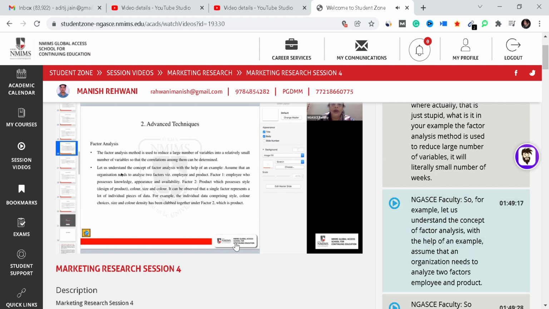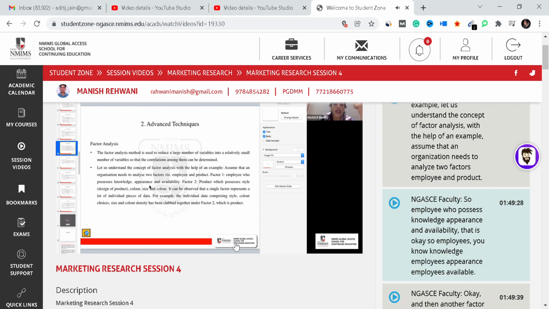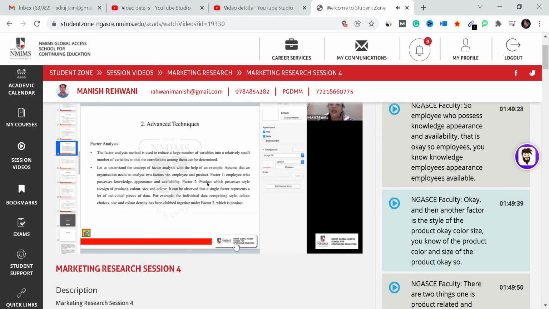So for example, let us understand the concept of factor analysis with the help of an example. Assume that an organization needs to analyze two factors, employee and product. The employee possesses knowledge, appearance, and availability. So employee knowledge, employee appearance, employee availability. And then another factor is the style of the product: color and size of the product.